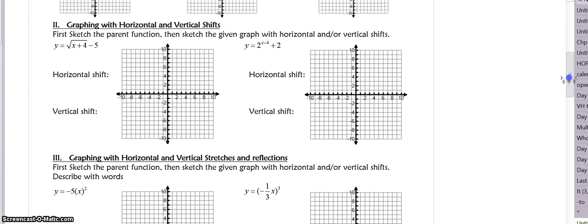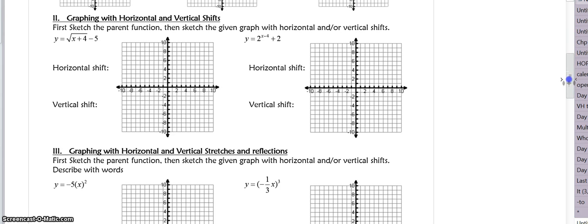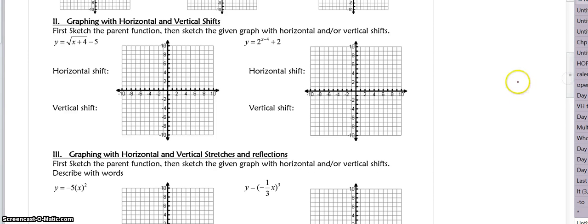So the first thing it says is sketch the parent function, sketch the given graph with horizontal and vertical shifts. This is my parent function, the square root function: 0, 0, 1, 1, 4, 2, and 9, 3. Now I'm also going to write those points down on the side over here just to show you another way that I could do the transformations. So 0, 1, 4, and 9, and I got 0, 1, 2, and 3.